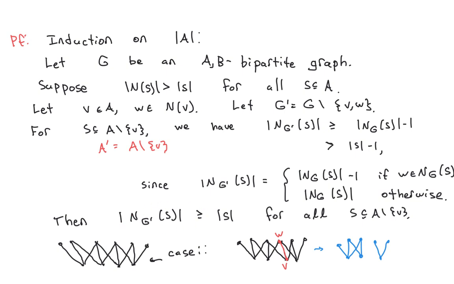And thus we have shown that Hall's marriage condition is satisfied for G prime, so we can apply induction. So this is the pictorial drawing of this case. You can check that the neighborhoods are all strictly bigger. The idea is you remove one vertex and edge, and now we're applying induction to this new graph. And this shows that the condition is satisfied, so we can apply induction.